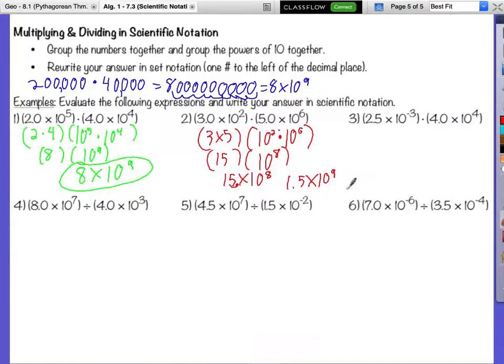So we group and multiply and divide, and then we have to rewrite our answer. Sometimes we have to check our answer, because after we got 3 times 5, it became too big, so we had to move it again. Does that make sense? Make sure if you have a question, we're asking them, okay?